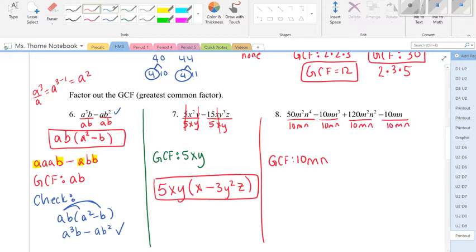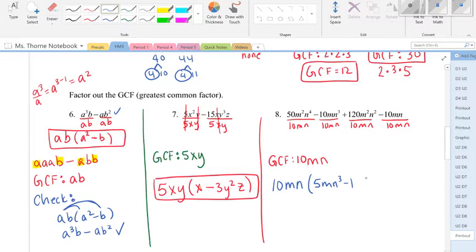So when I do that, I get 10 times m times n on the outside. So 50 divided by 10 for this first term is 5. If I have m squared over m, that becomes m. N to the 4th over n becomes n cubed. Negative 10 divided by 10 would just leave me with a -1 placeholder.